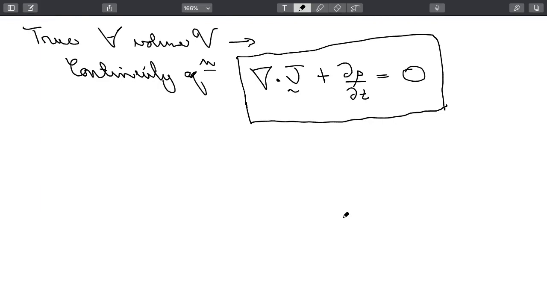Now, we started electrostatics by talking about Coulomb's law. Essentially, Coulomb's law told us what the electrostatic force on a point charge was. In the case of magnetic forces, there's a similar fundamental law, which is the Biot-Savart law.